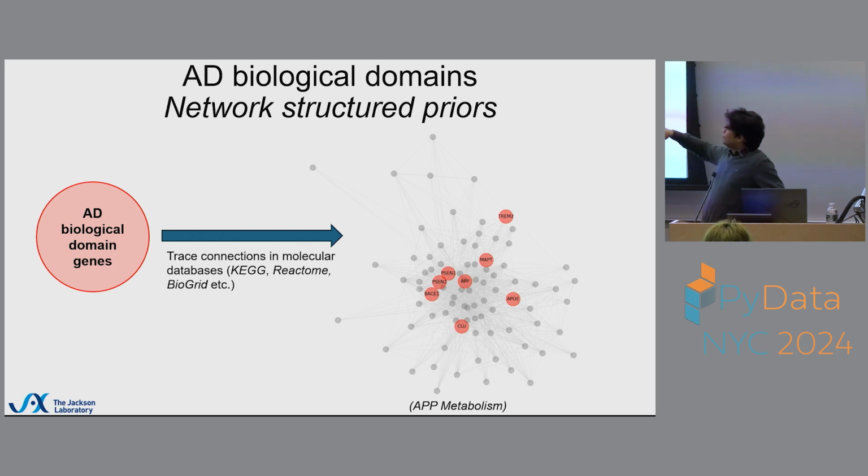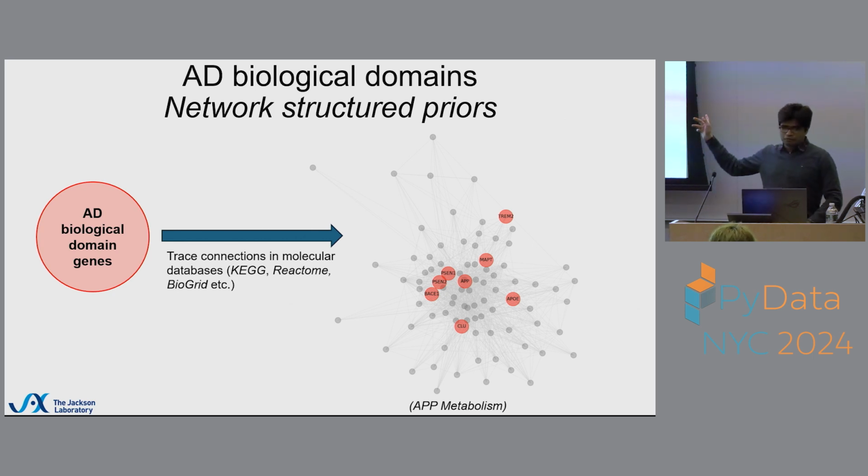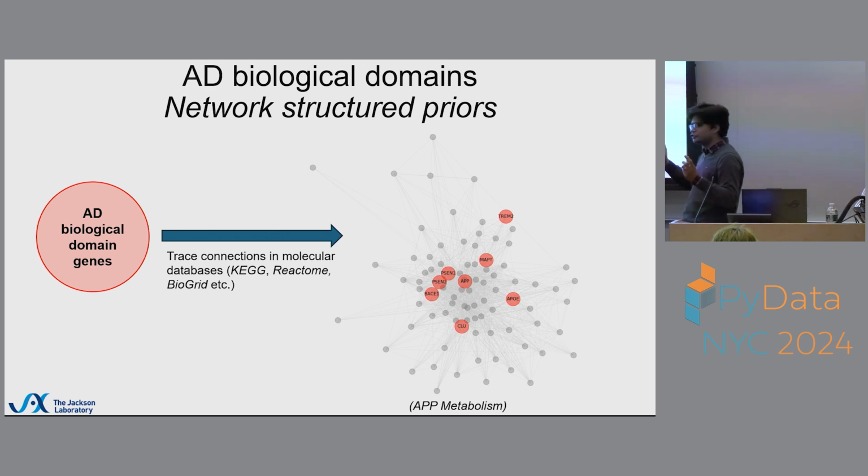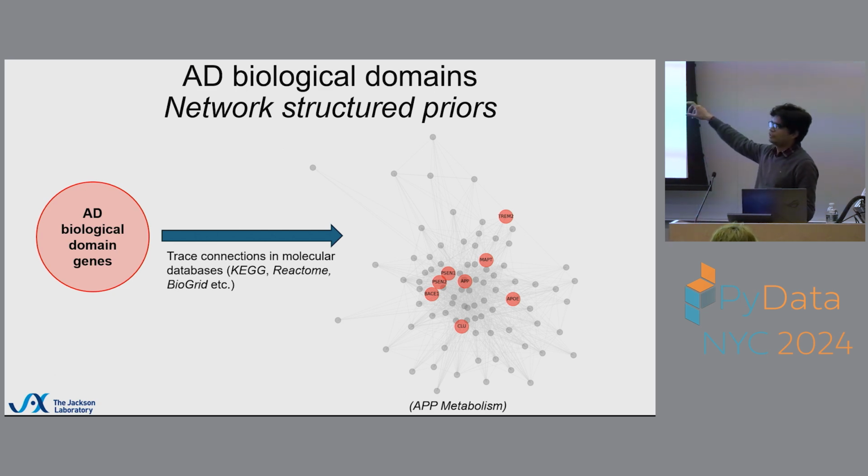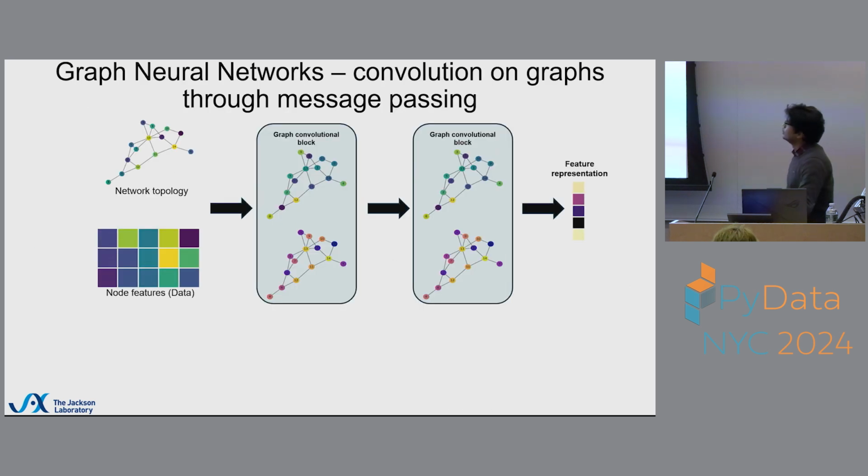The way we do that is we query existing molecular databases like KEGG and Reactome. In the interest of time, I won't go into how this processing is done, but given a biological domain, we have a set of genes, we query existing molecular databases, and then we get a network topology that describes the functional relationship between those genes relevant to AD.